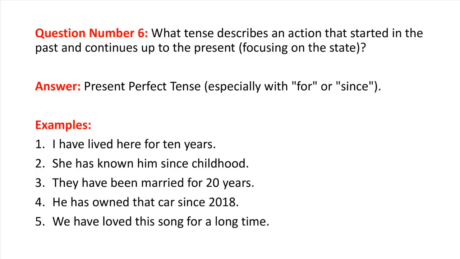Question number 6. What tense describes an action that started in the past and continues up to the present, focusing on the state? Answer, present perfect tense, especially with for or since. Examples. I have lived here for 10 years. She has known him since childhood. They have been married for 20 years. He has owned that car since 2018. We have loved this song for a long time.